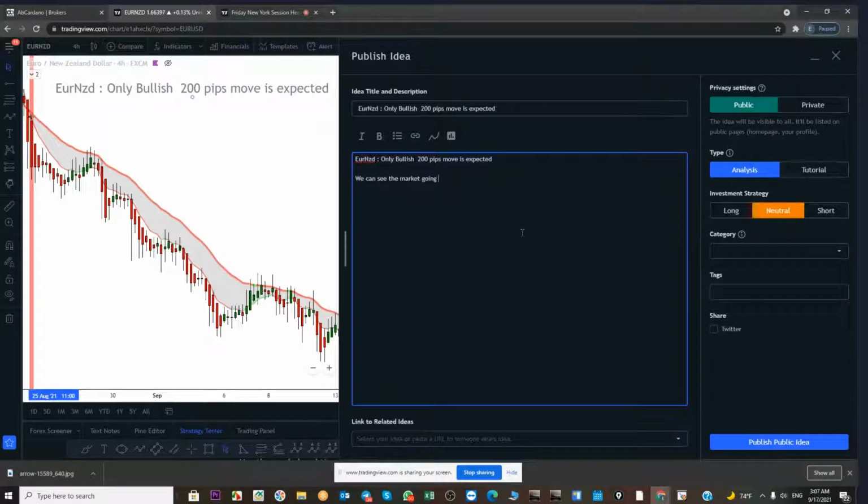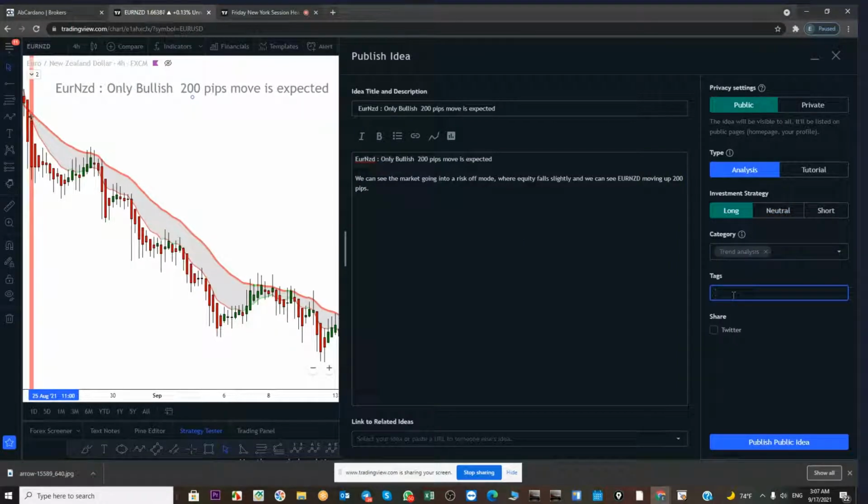We can see the market going into a risk-off point where equity falls slightly, and we can see New Zealand having a 100 pip move here, so just like with this one, we're long. So we'll publish this one.